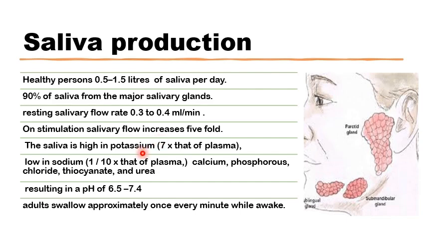Saliva is quite rich in potassium. It has 7 times the concentration of potassium in the plasma, but equally good, it's very low in sodium, with only 1/10 the concentration of plasma. It's also low in other things like calcium, phosphorus, chloride, thiocyanate, and urea. The resting pH of saliva is between 6.5 and 7.4. A normal adult would usually swallow approximately once every minute to clear any residual saliva from the oral cavity. The number per day could be somewhere between 600 and 900 swallows in a day.